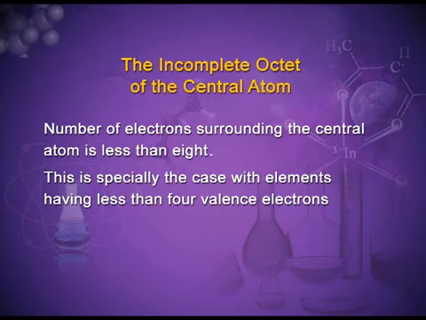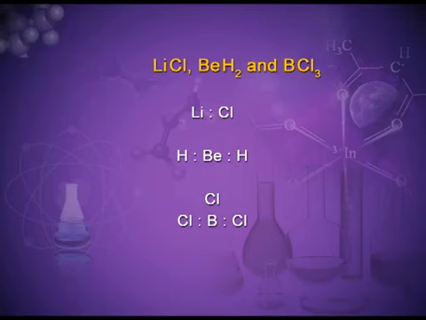The incomplete octet of the central atom. The number of electrons surrounding the central atom is less than 8. This is especially the case with elements having less than 4 valence electrons. Most common examples are the compounds of lithium, beryllium and boron. In these, the central atom does not complete its octet, it completes its duplet. This is the first exception to octet rule.